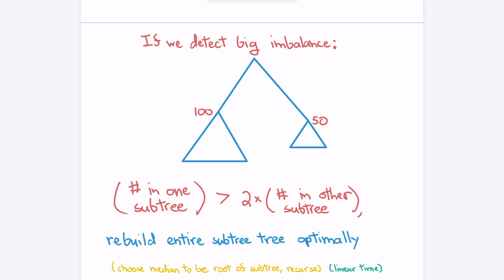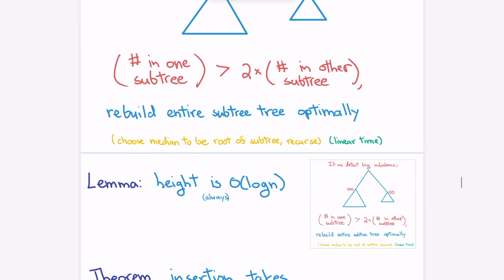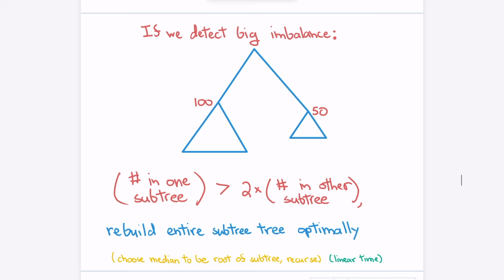So I want a balanced tree. Whenever something gets really unbalanced, I'll just rebuild it, right? Just list the things in an array and just chop it up, and it's very easy, right? So no big deal.